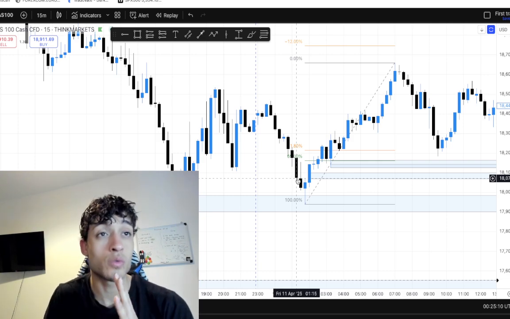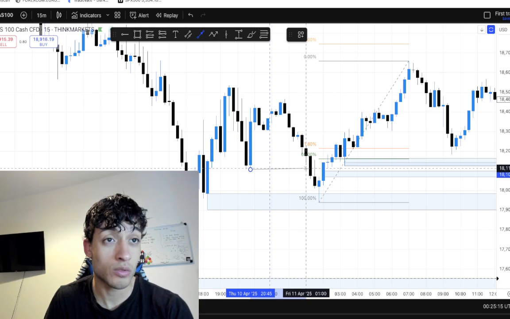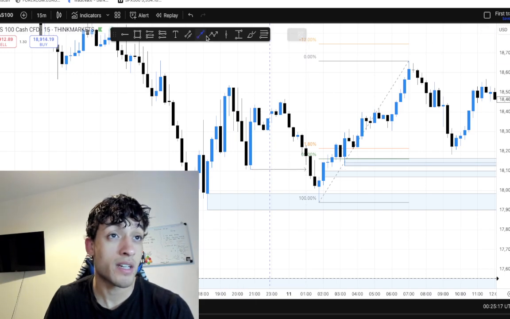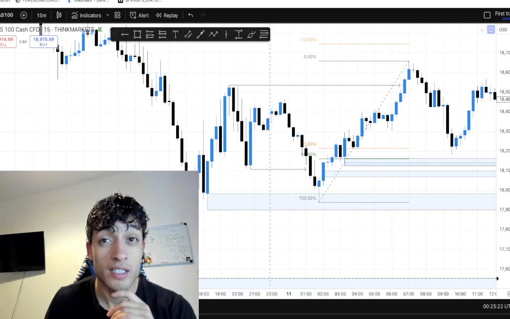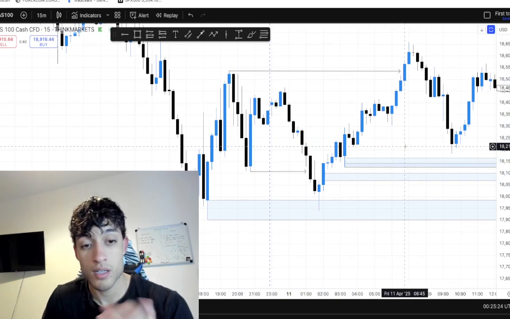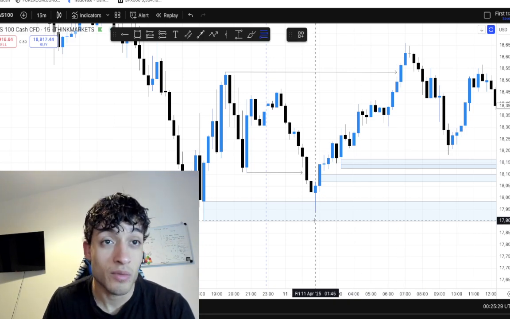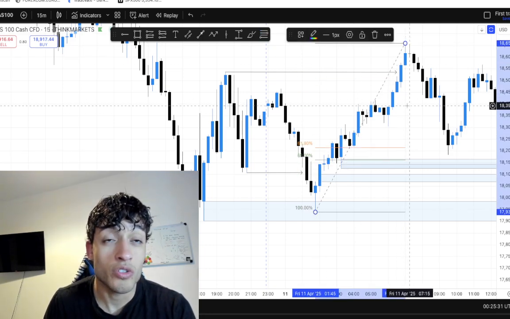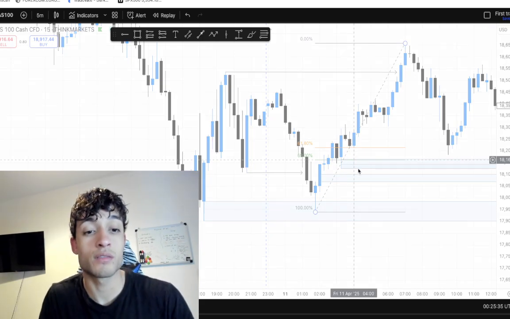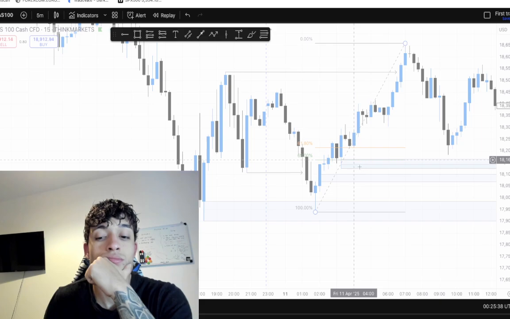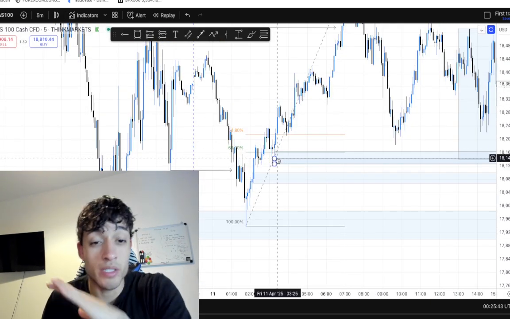So what do we always look for? We always look for a manipulation, right? We manipulate this low and then we make a break of structure to the opposite side, right? So what do we always look for? I always go for a 69% retracement, right? Which goes perfectly with a 2 minutes order block that we can find here. So here we have a 2 minutes order block.